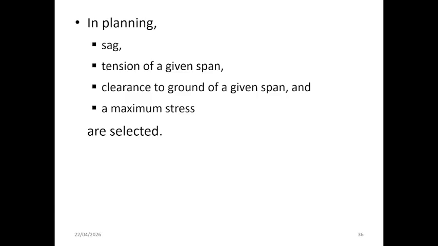So in this slide, I want to emphasize the key design parameters that must be considered during the planning of overhead transmission lines. So in practical engineering design, several critical quantities are selected and controlled to ensure safe and reliable operation of the line. These include the sag of conductor, which affects ground clearance and mechanical stability, the tension in a given span, which must be kept within the safe mechanical limits, and the clearance to ground, which is essential for safety, regulatory compliance, and preventing electrical hazards.